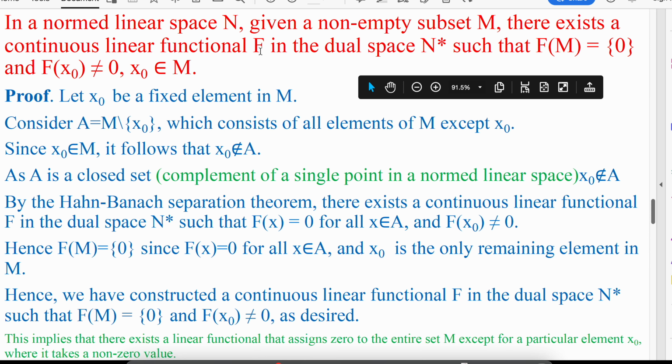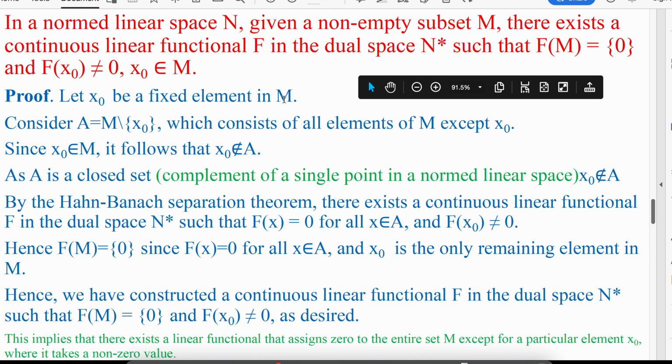In a normed space N, given a non-empty subset M, there exists a continuous linear functional f in the dual space N star such that f(M) equals the singleton set {0} and f(x_0) is not equal to 0 for x_0 belonging to M. N is given to be a normed linear space, M is a non-empty subset, and f is a continuous linear functional in the dual space N star.